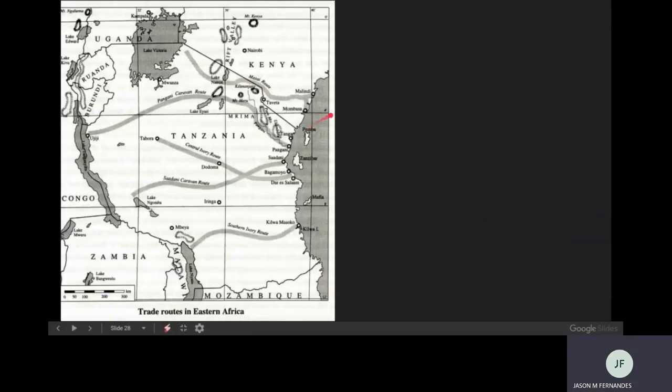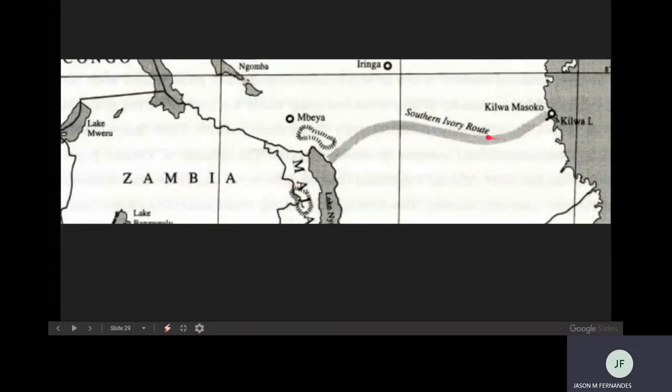So here is the Indian Ocean. Here's the Swahili coast, right? Here we have Kilwa, right? So what's their connection to the Indian Ocean then, right? Where's this wealth coming from? So you see all these routes that are coming off of these cities into the interior of East Africa, right? We can zoom in a little bit here. And you can see Kilwa has the southern ivory route, right? So they're bringing ivory out to the Indian Ocean and selling it out into the Indian Ocean, right? Merchants are coming in and taking this stuff away, right?